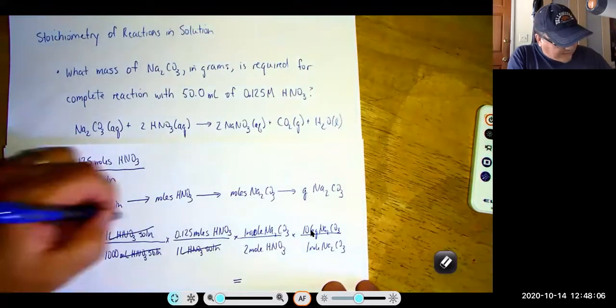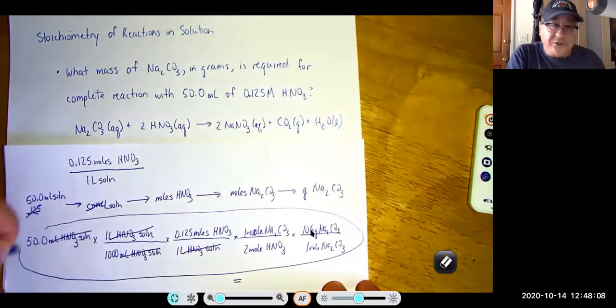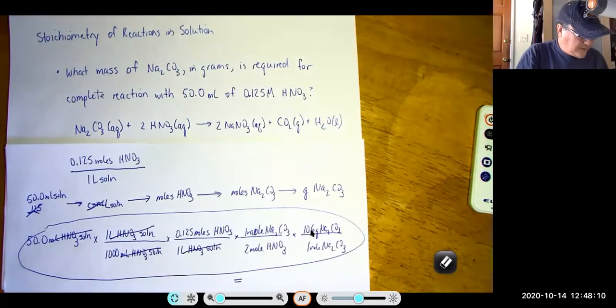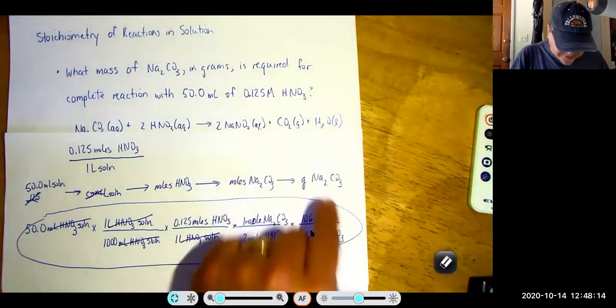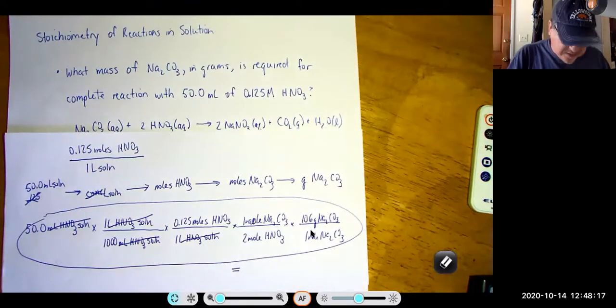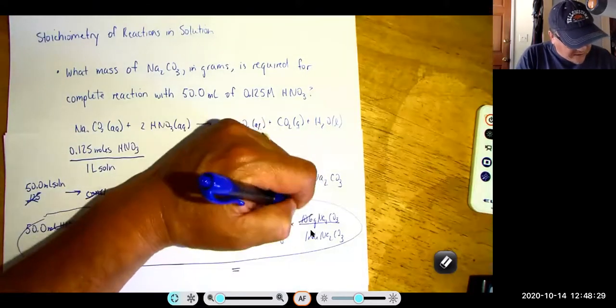So this is everything I would expect to see in your solution. And the answer should have 3 sig figs. I'm going to get the actual molar mass of this stuff real quick. 22.99 times 2 plus 12.01 plus 48, and it's actually 105.99.